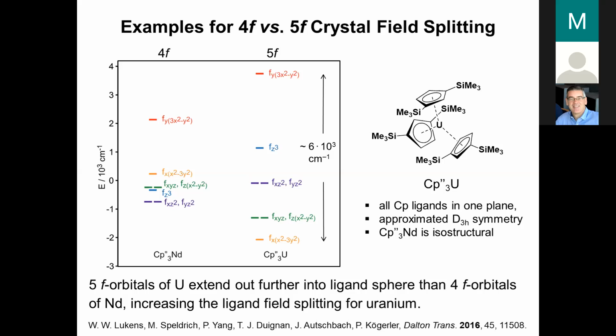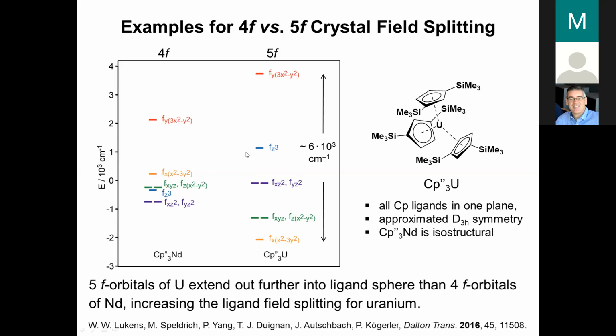If the same complex is synthesized with a neodymium 3+ ion instead of a uranium 3+ ion, the energy splitting only spans roughly 3,000 wave numbers due to the less covalent and smaller f orbitals of the 4f shell.